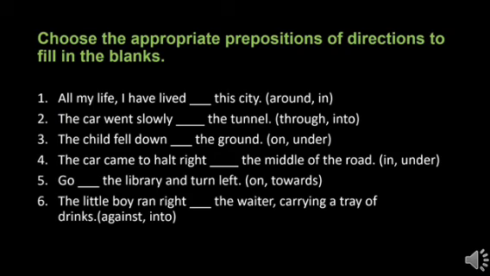The next activity is, choose the appropriate prepositions of direction to fill in the blanks. All my life I have lived dash this city. The words are around and in. Second, the car went slowly dash the tunnel, through, into. The child fell down dash the ground, on, under. The car came to a halt right dash the middle of the road, in, under.